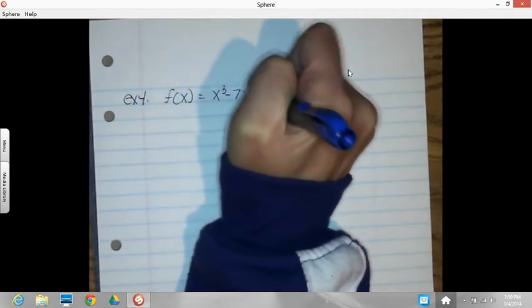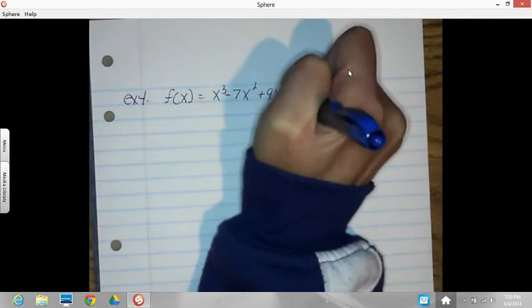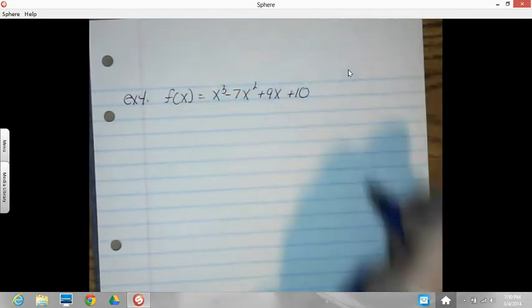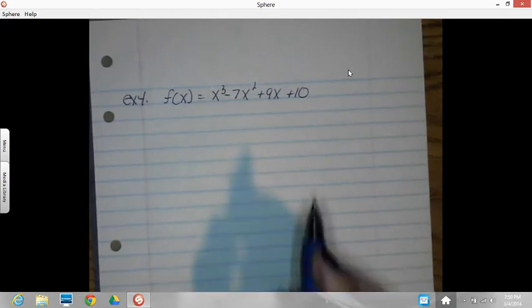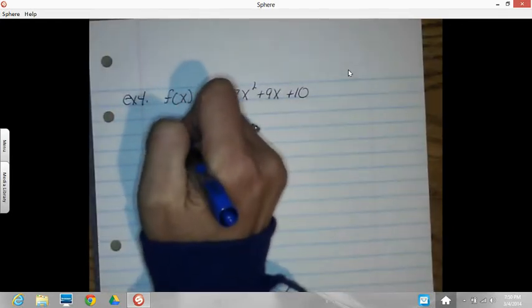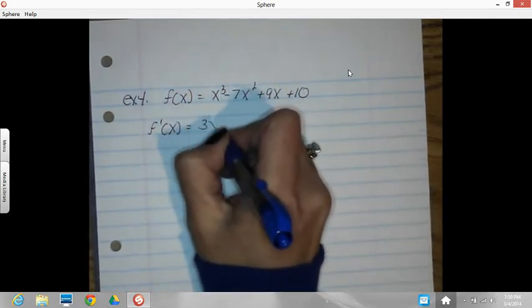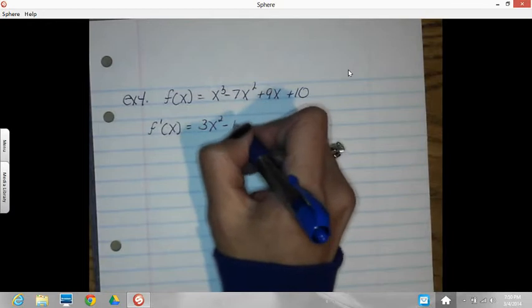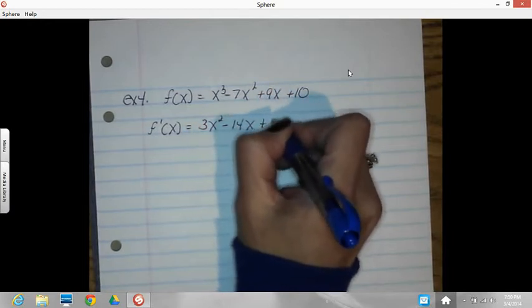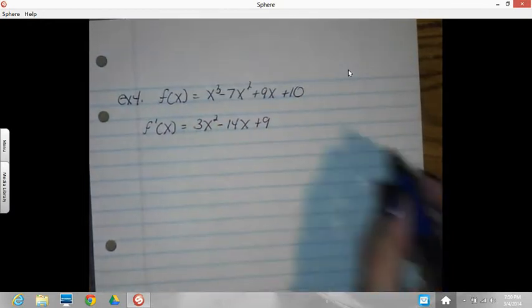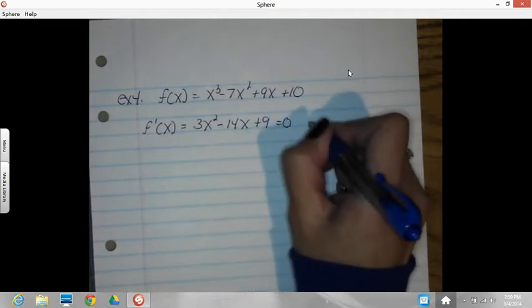Okay, find critical points graphically. So, f of x equals x cubed minus 7x squared plus 9x plus 10. Okay, so we need the first derivative to equal 0 or undefined. So the derivative is 3x squared minus 14x plus 9. I want to know when this equals 0 or when it's undefined.